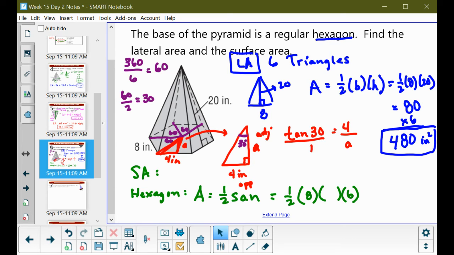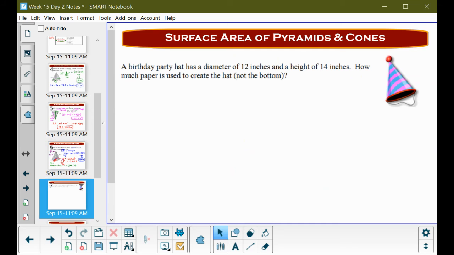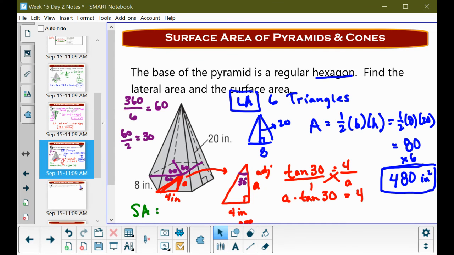And in my class, we write this over 1, and then we cross multiply. So I have a times tangent 30 equals 4 times 1, which is just 4. And I'm close to solving for a.